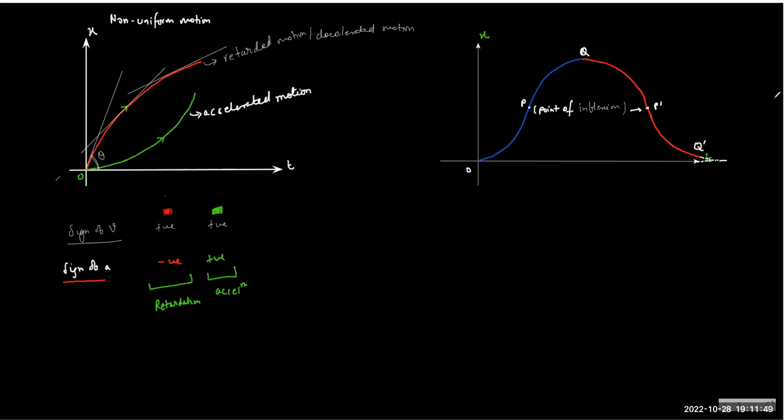Now, can we describe the motion for every quarter? You can say O to P, P to Q, Q to P dash, and P dash to Q dash. So what I'll do is make a table with sign of V, sign of A, and rows OP, PQ, QP dash.